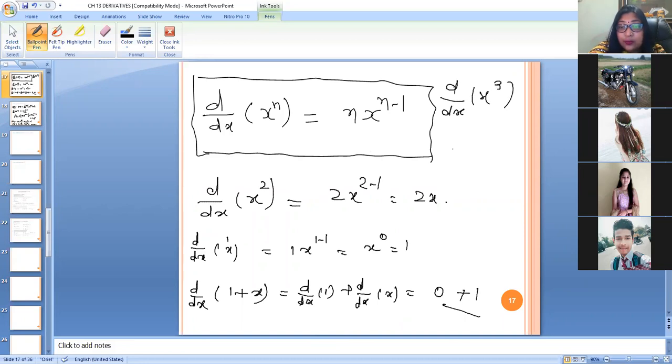Derivative of x cube is 3x square. Right? Derivative of constant term is 0. Derivative of x is 1. Derivative of x square is 2x. 3x square. This way you can quickly solve.